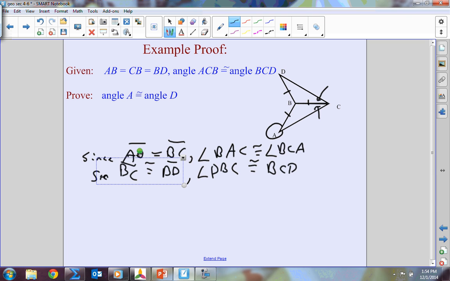So we're trying to show that this guy and this guy are the same. Alright, but we already know that the two I drew arrows to are the same.